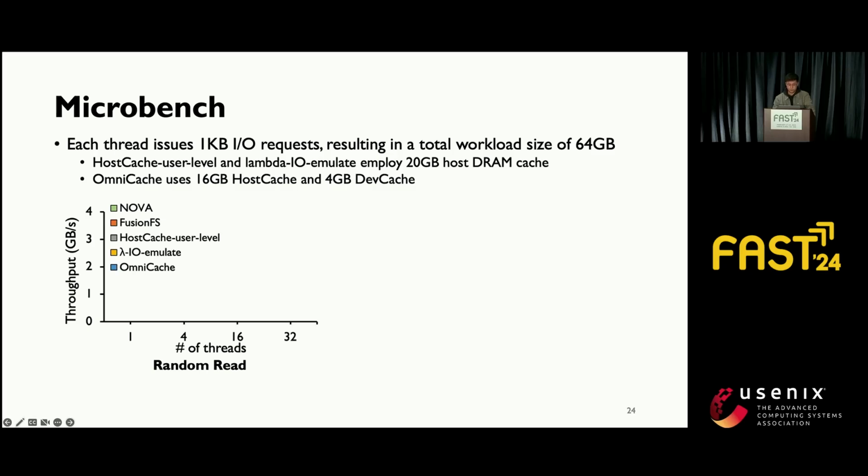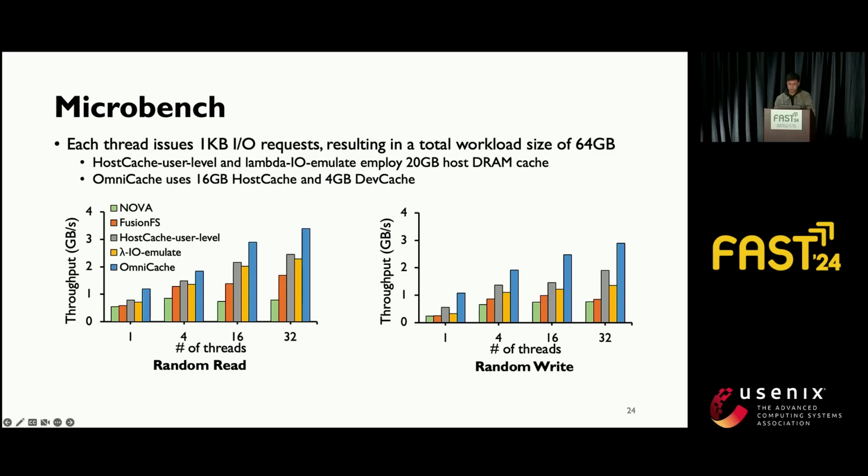For random read, we can see that Nova suffers high system call and data copy overhead. FusionFS provides direct access, but it lacks a caching solution. Host cache and Lambda I/O have better performance, but they suffer high data amplification overheads. At the end, OmniCache significantly improves the performance by reducing the data movement cost. Similarly, for random write, OmniCache also shows substantial performance gain by reducing the eviction stalls and data movement overhead.